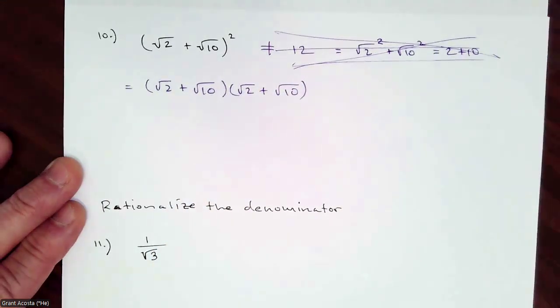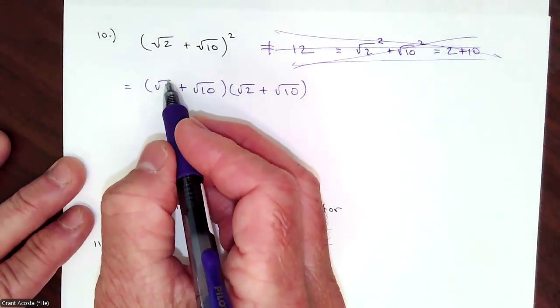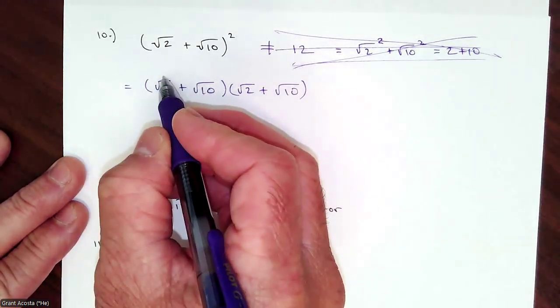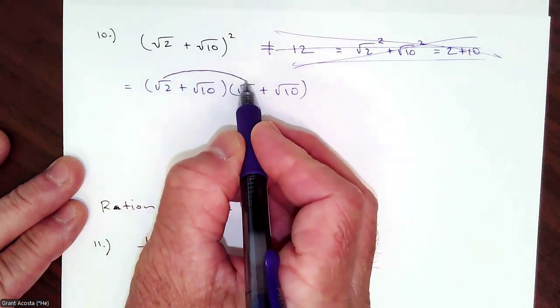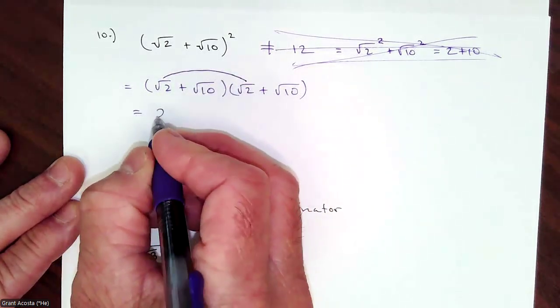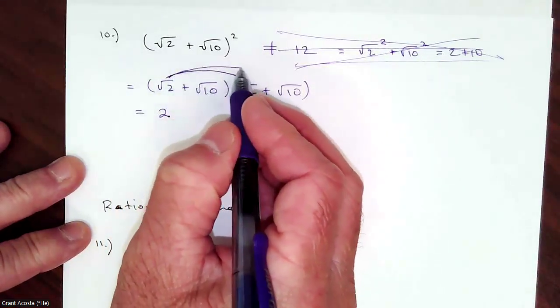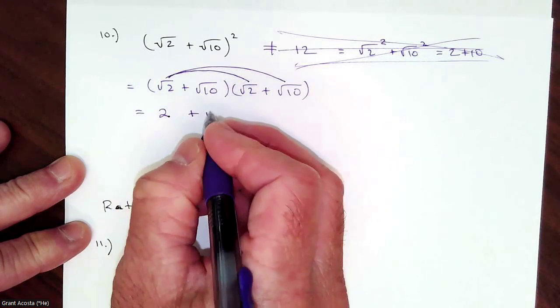So I'm going to write it like that, and it is foiling. It's exactly the same as foiling to multiply, or you can do the vertical multiplication if you want to, either way. But if I multiply root 2 times root 2, yes, there is a 2. That's root 4, which is 2. Root 2 times root 10 is root 20.